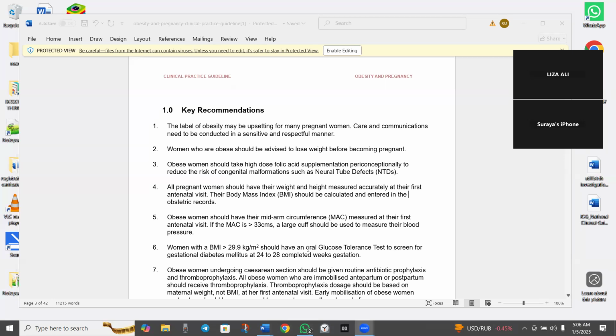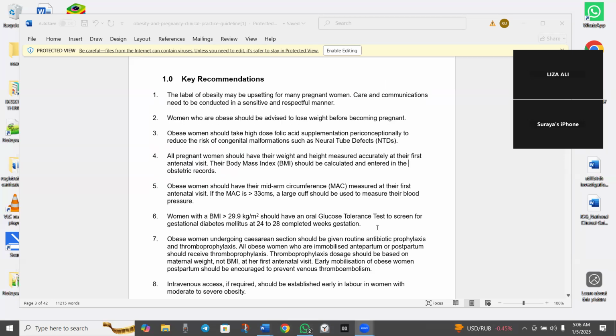Another thing is that they have a high risk of cesarean section. They can deliver normally, but they have a high risk of ending up delivering by cesarean section when in labor. An obese woman is going to have a high risk of wound infection, so she has to receive antibiotic prophylaxis and thromboprophylaxis.